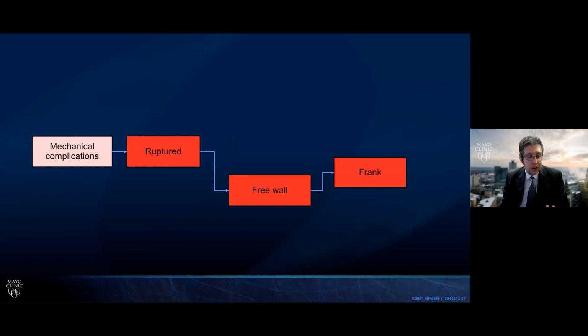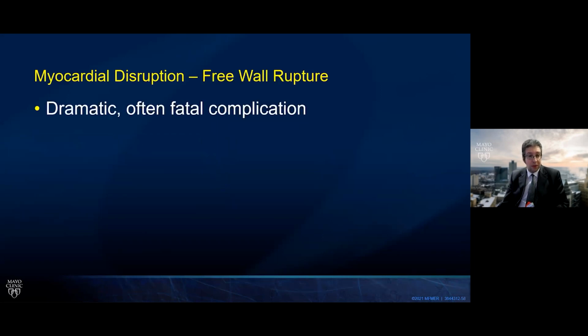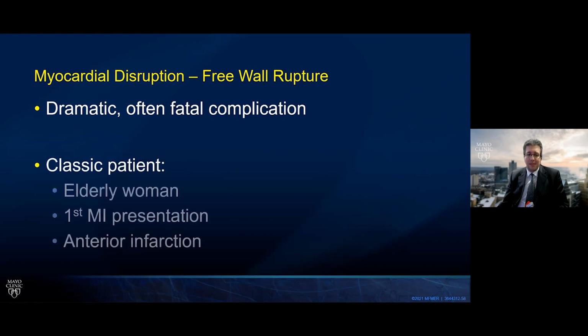Our last of the rupture complications is that of free wall rupture. We'll talk about frank rupture to start. This is a dramatic, often fatal complication. Many times this presents as an elderly woman with her first myocardial infarction that's in the anterior distribution. An elderly woman with her first anterior MI, you think about a complication that can progress to this.